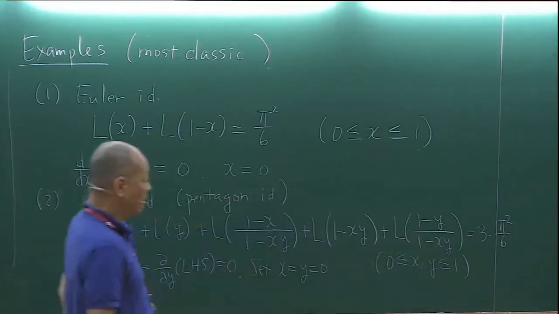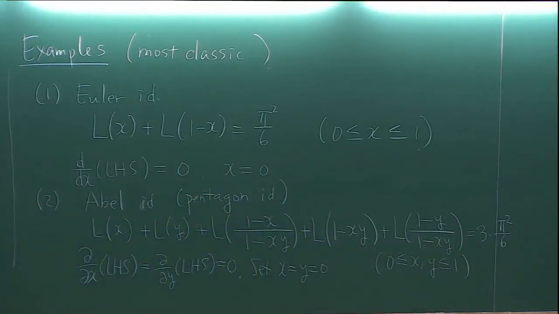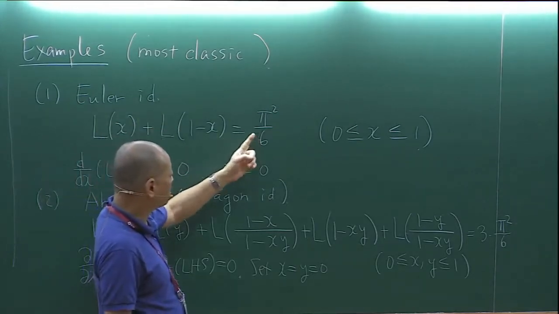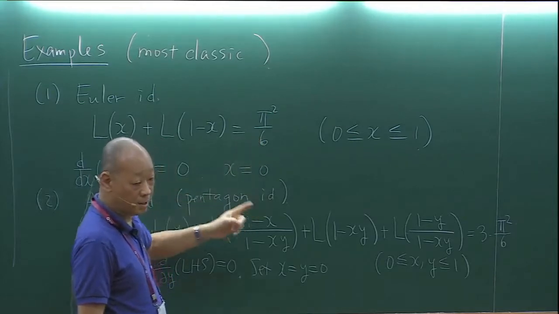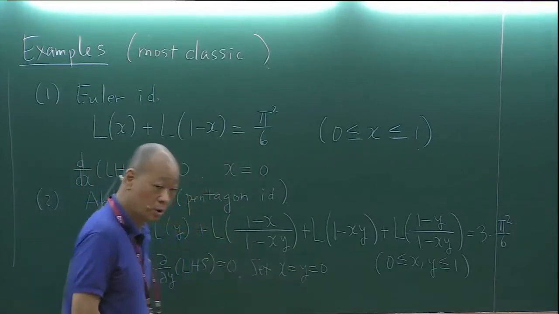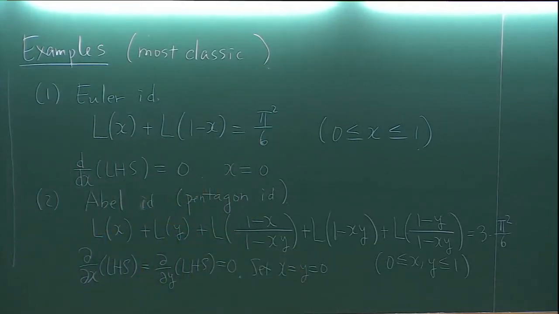And by the way, this proof works for more general Dilogarithm identities. In fact, that is the strategy we use to prove these things. First show that the left-hand side is constant, then try to identify the right-hand side by setting some special value. Okay, now, very good.